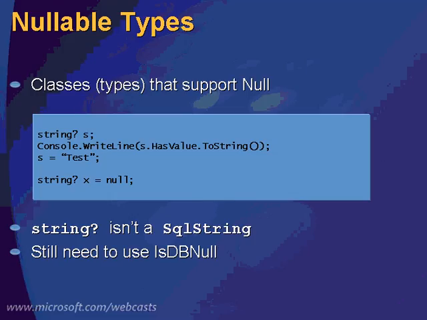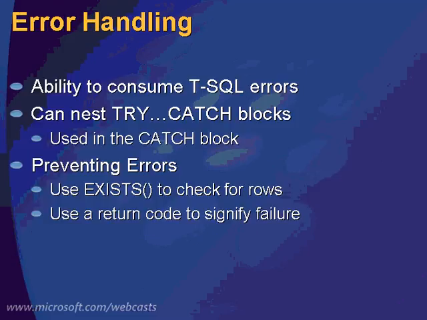So let's move on and let's talk about error handling. New with SQL Server 2005 is the ability to consume an error on the server. Prior to this, you could just check a statement after it executed and see if it caused an error. We can do that through a try-catch block, and it's also possible to nest try-catch blocks. So in your catch block, you could nest another try-catch block if you want.